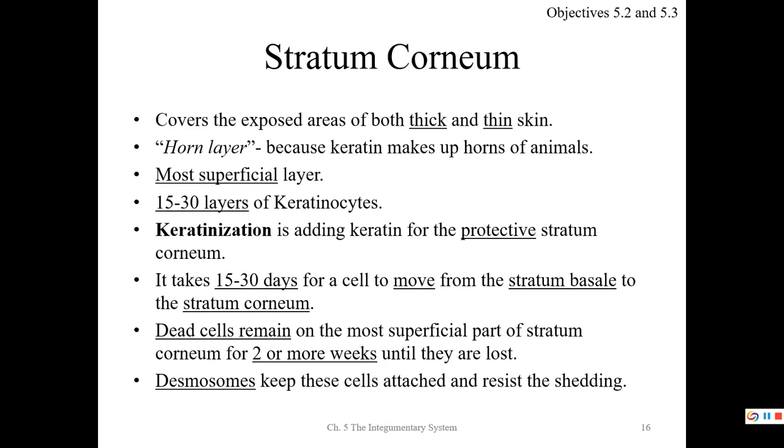Then there's the corneum. This layer covers both thick and thin skin. It is the outermost layer, called the horn layer because keratin also makes horns. It's the most superficial, ranging between 15 to 30 layers of dead keratinocytes. Keratinization is the process of adding more keratin to the stratum corneum, which happens when we get calluses and corns. It could take 15 to 30 days, somewhere between half a month and a month, to go from the basal layer to the stratum corneum. They may stay there two more weeks until they finally shed. Desmosomes keep them attached and resist that shedding.